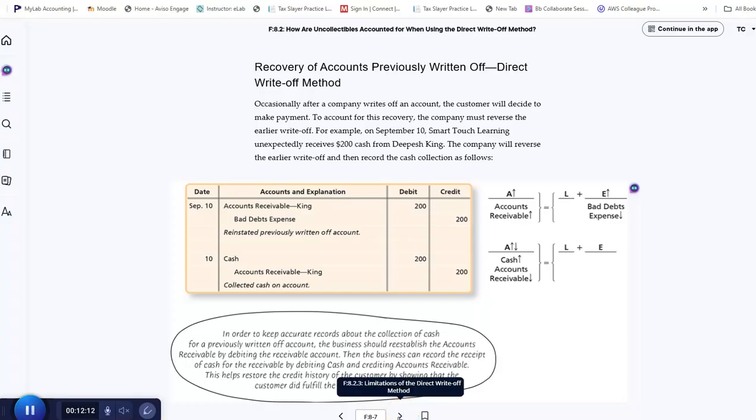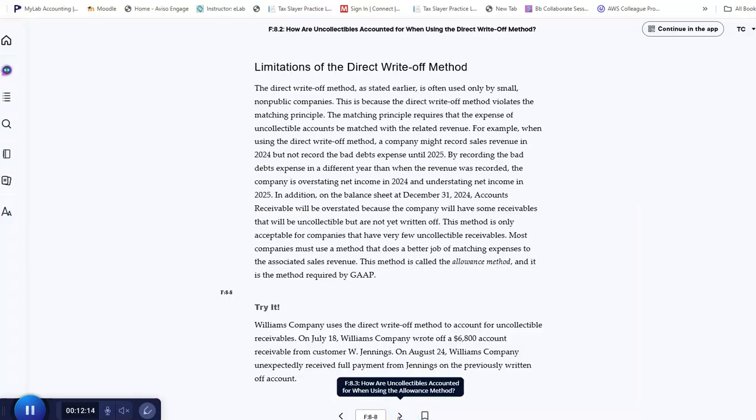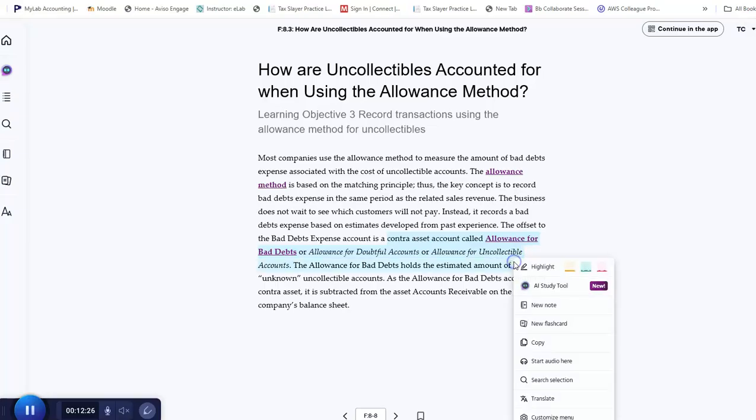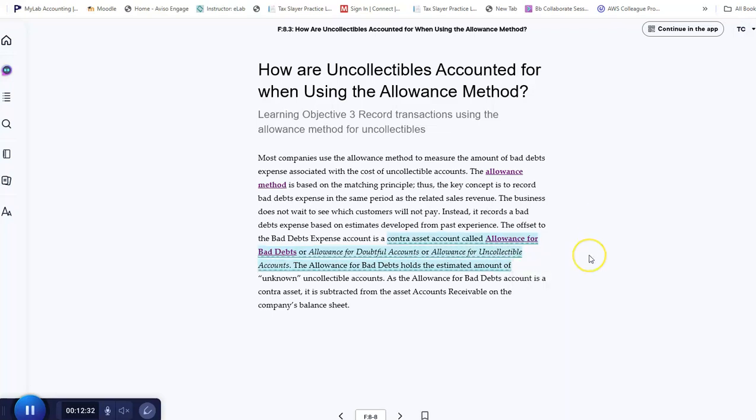So next, let's talk about the allowance method. With the allowance method, we're going to use a new account called a contra asset account, and it's going to be called allowance for bad debt, or you could also call that allowance for uncollectible accounts. We're going to use allowance for bad debt in this textbook.